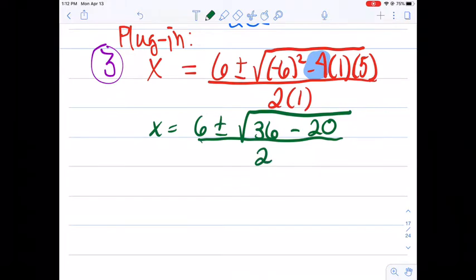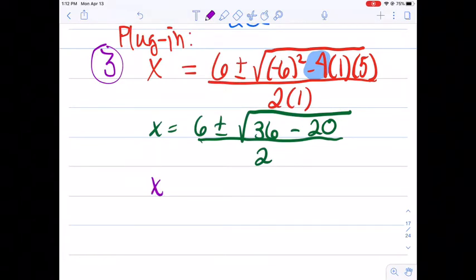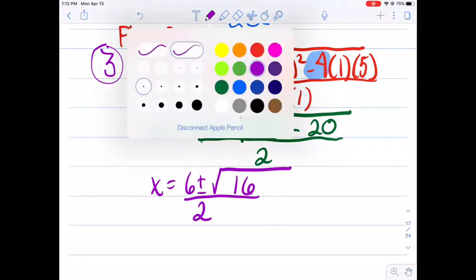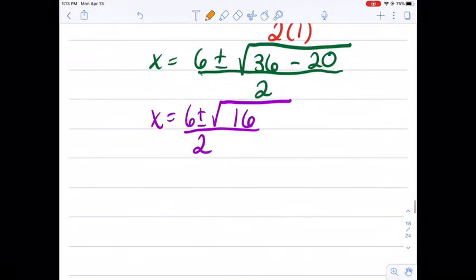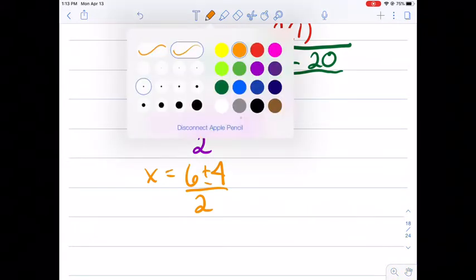all over 2. Next step, we're going to simplify the radical. So I have x equals 6 plus or minus the square root of 16 over 2. And then the square root of 16 is 4. So we're going to have x equals 6 plus or minus 4 over 2. Now this looks like some solutions you could have had from the previous topic. So we're just going to break it down. We'll do 6 plus 4 over 2 and 6 minus 4 over 2, and those are going to be the two solutions.